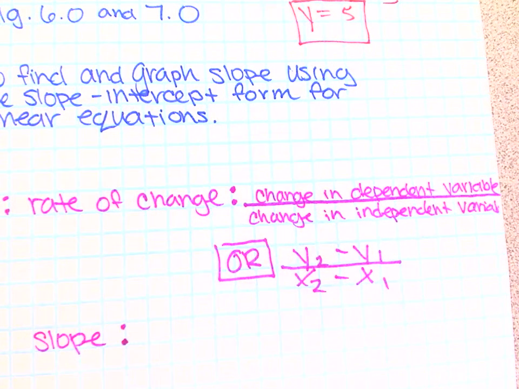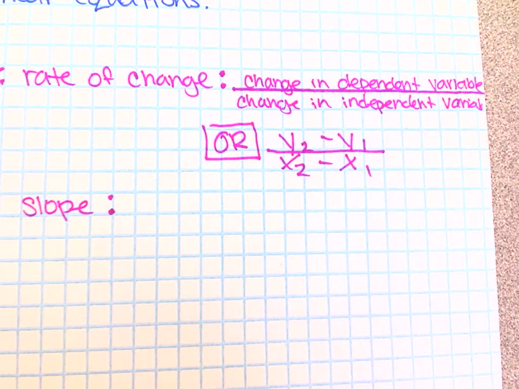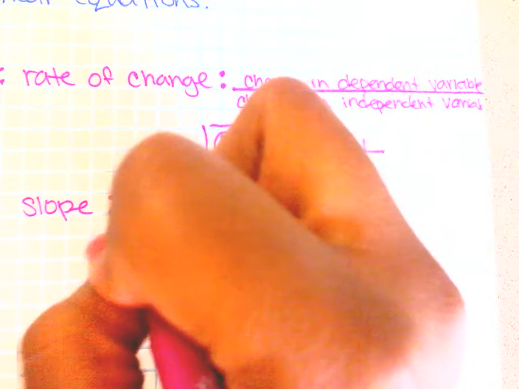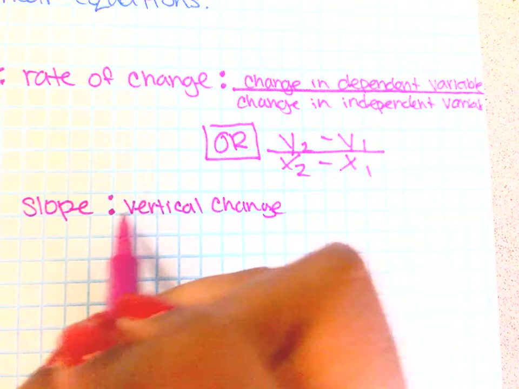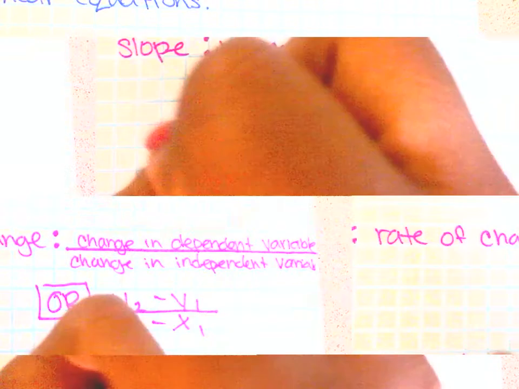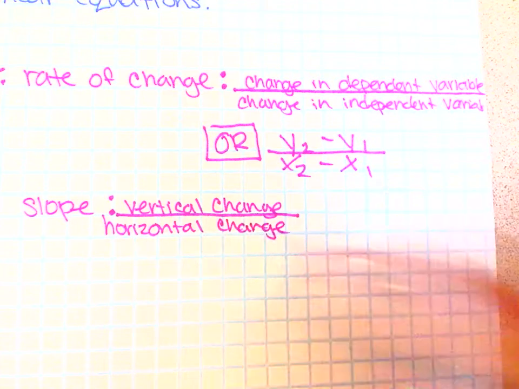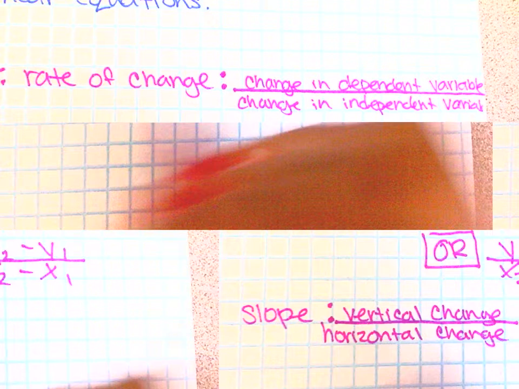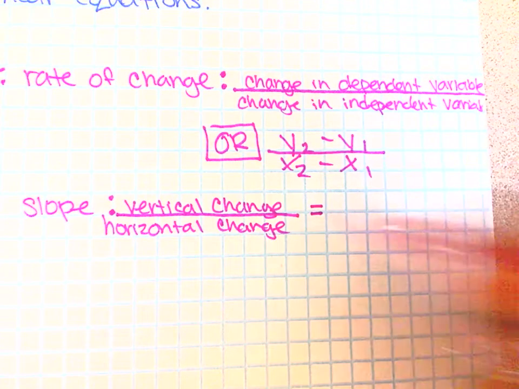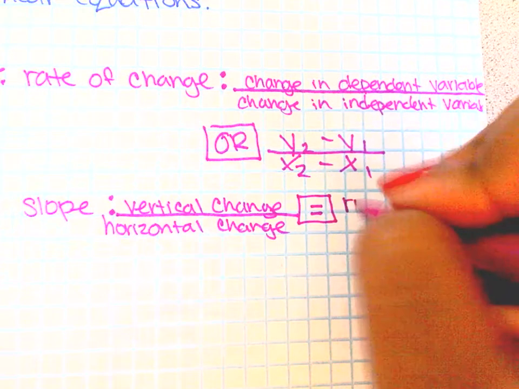Slope. Now slope means vertical change divided by or over the horizontal change. So vertical change all over the horizontal change. Also known as, I'm going to put a box around that so I could see it, rise over run, like you guys said earlier.